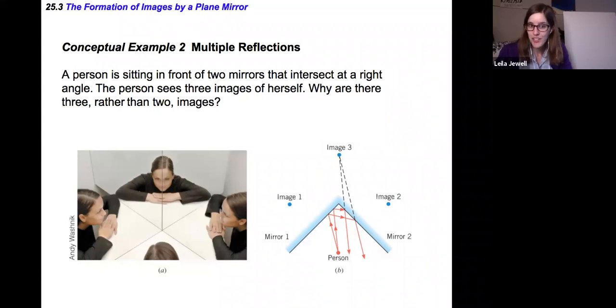It's what fun houses take advantage of, right? Where instead of seeing one of you, all of a sudden there's three of you. Which one's real? That's getting a little bit too metaphysical. So we will pause there.